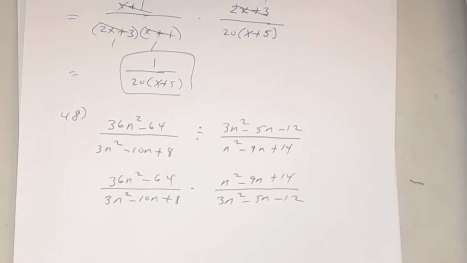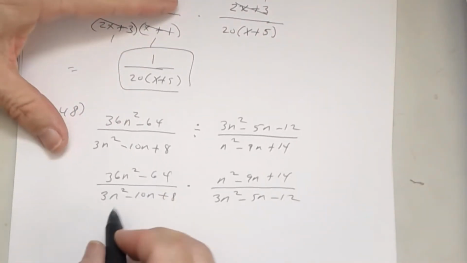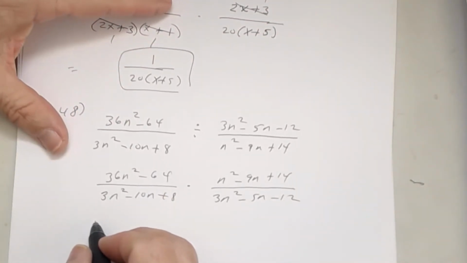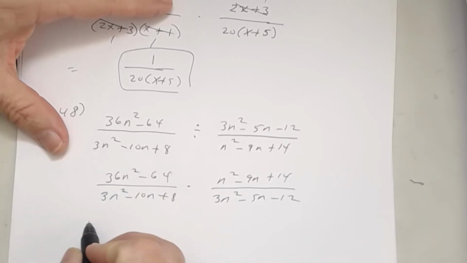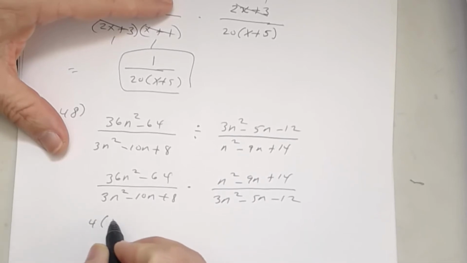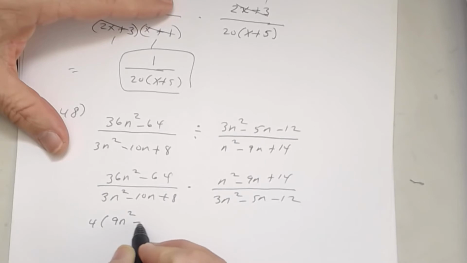So the GCF is 4, right? GCF is 4. So let's go with the first way and see what we have to do at the end. I'll do both ways. Okay. So the GCF is 4. So it'll be 4 times what? (9n squared minus 16), right?